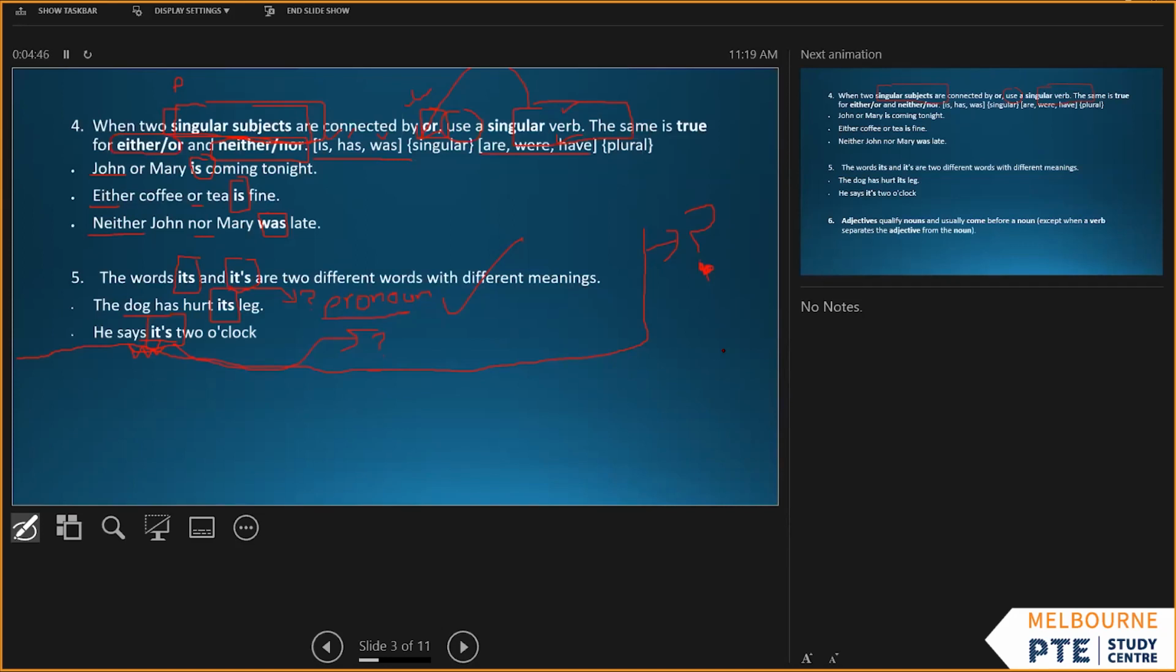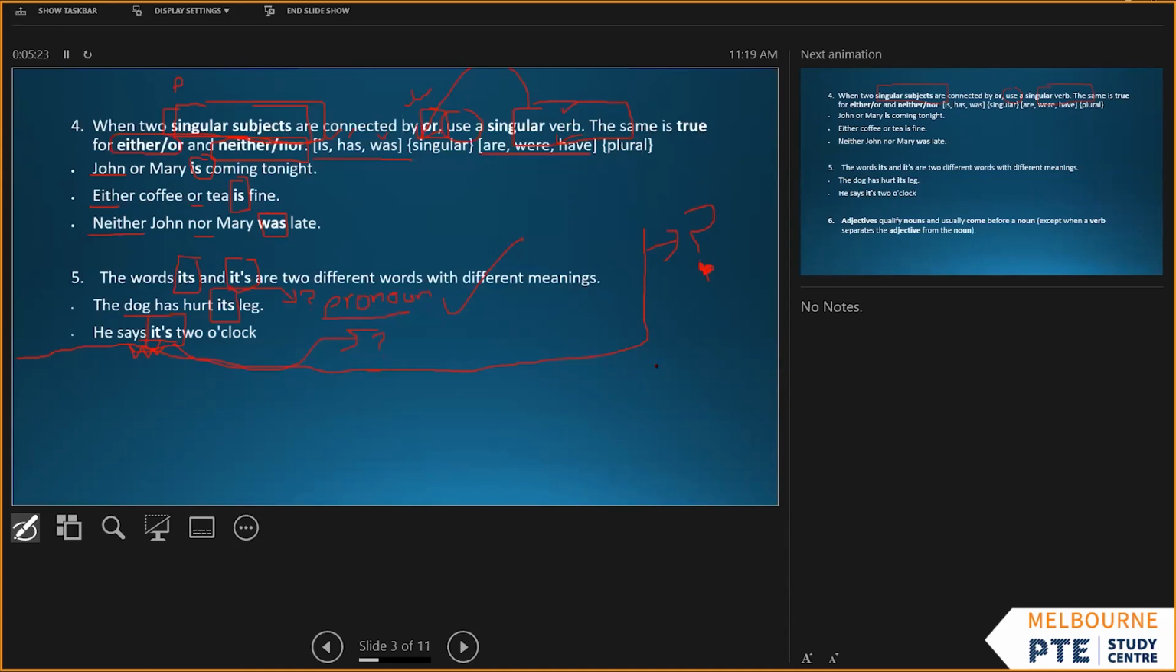If I give you the sentence, it takes time to master difficult concepts, do you think it is replacing any noun in this example? No. It is just being used to state a general fact. So it and also its can be used in this sense. But of course, in certain cases, it can replace nouns as well.